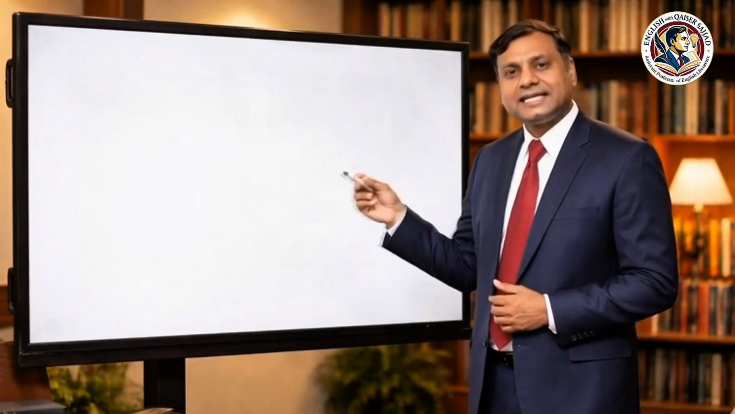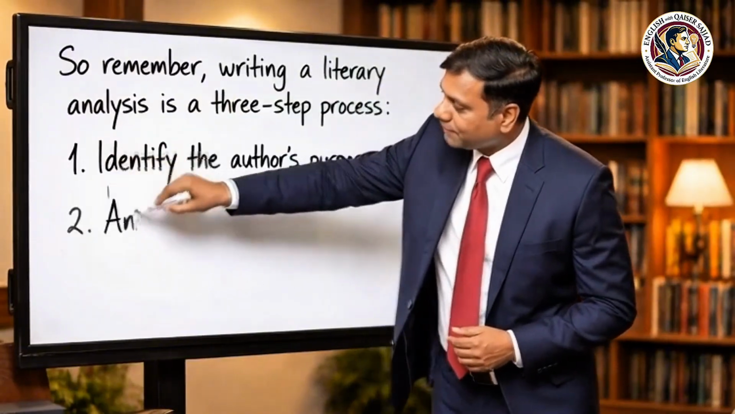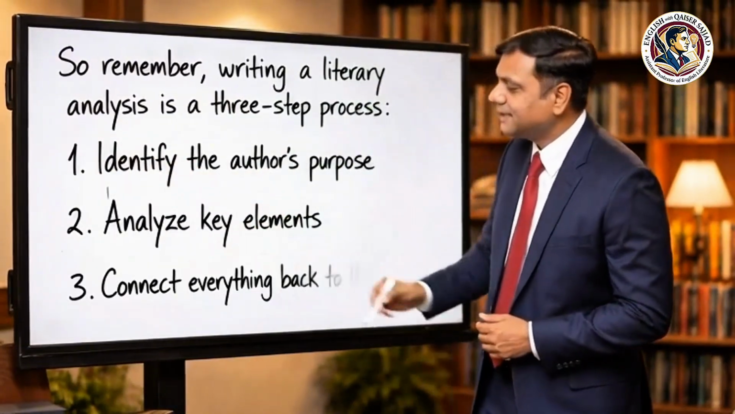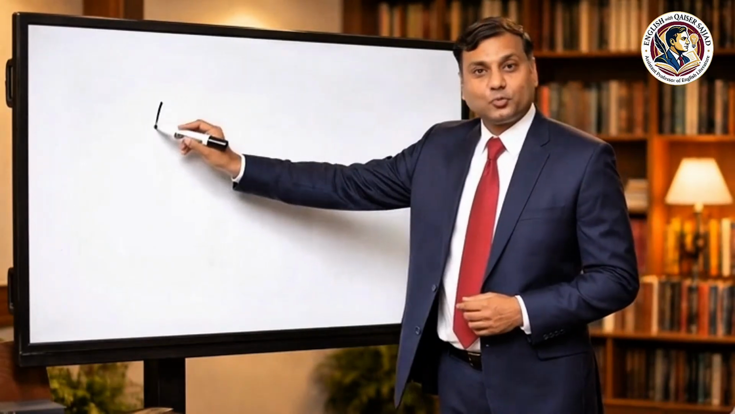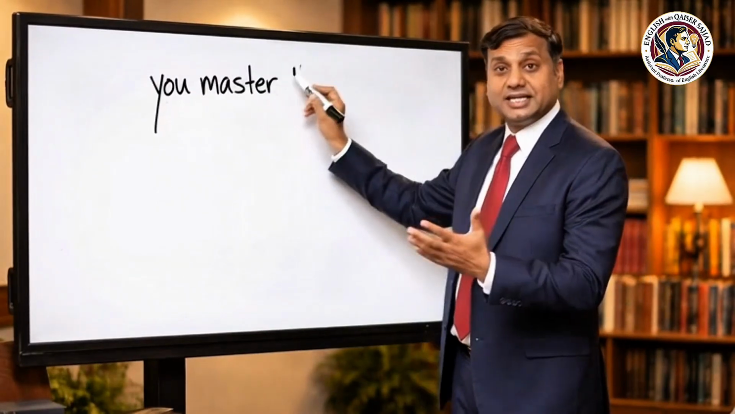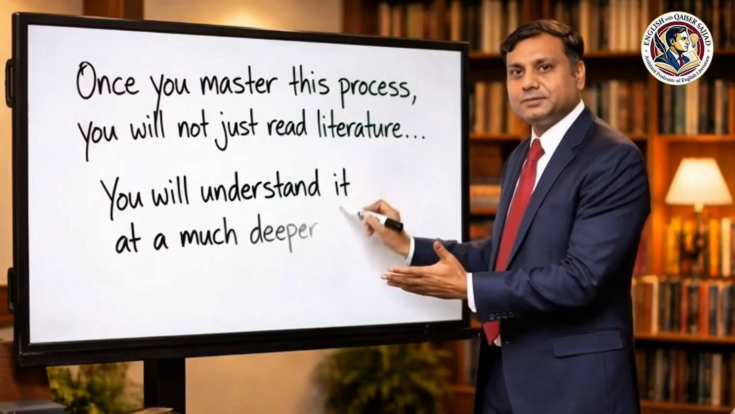So remember, writing a literary analysis is a three-step process. 1. Identify the author's purpose. 2. Analyze key elements. 3. Connect everything back to the theme. Once you master this process, you will not just read literature, you will understand it at a much deeper level.